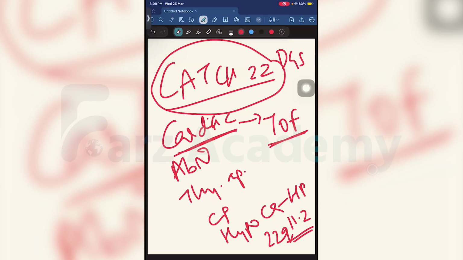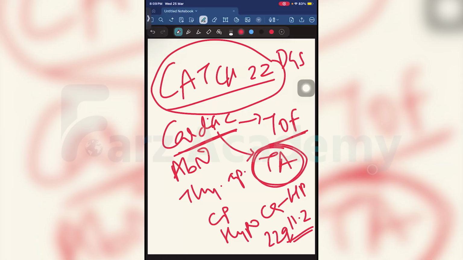The other cardiac abnormality that you have to remember when it comes to CATCH-22 is truncus arteriosus. Please don't confuse TA with tricuspid atresia. It is truncus arteriosus, which is very characteristically associated with DiGeorge syndrome. Is it okay?